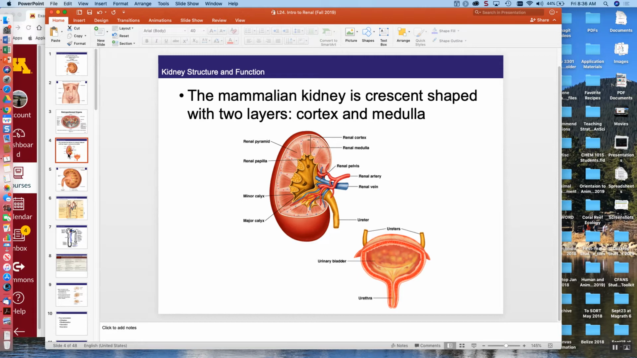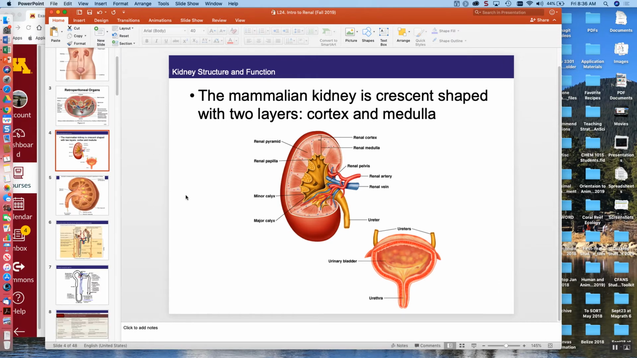All right, so let's take a look at the anatomy of the kidney. It is a crescent or bean-shaped organ, and there are two layers that I really want you to take notice of. I'm going to blow this up a little bit.